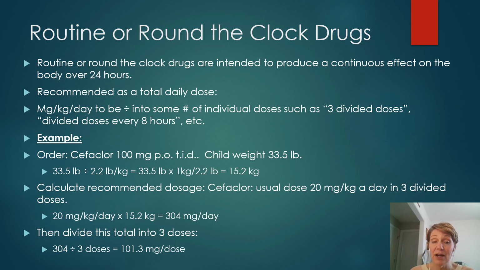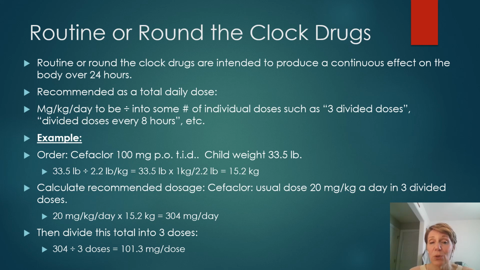So from there, I'm going to take my total milligrams per day per our standard normal recommended dose of 304 milligrams per day and divide it into 3 divided doses, or divided by 3. And that will give me a recommended dose every 8 hours of 101.3 milligrams per dose. All right.